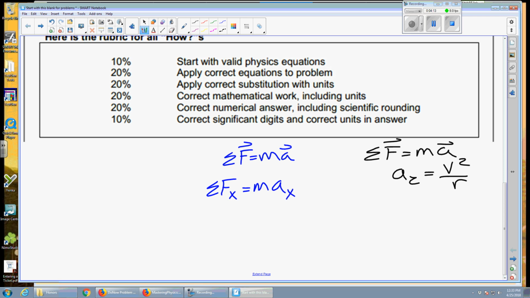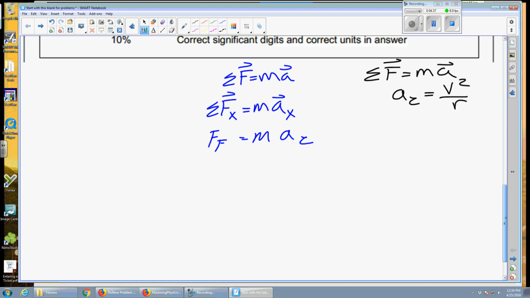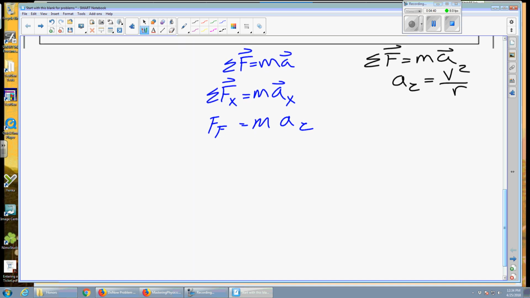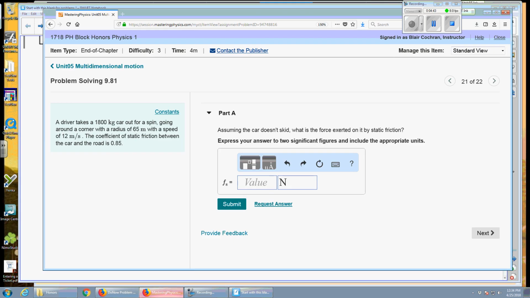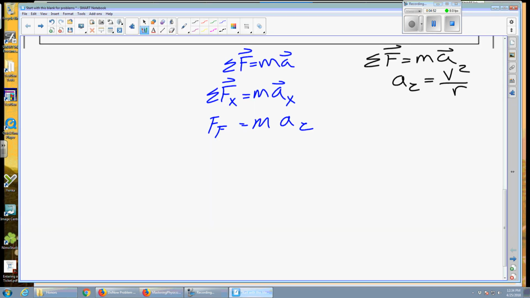Are you guys okay if I call to the left positive? In my diagram, to the left is positive. Okay. So my only force is my frictional force, and that equals m times my positive acceleration, which happens to be towards the center of the circle. And let's see, they want to know that. Do they tell me the mass? Yes. Do they tell me the radius? Yes. Do they tell me the speed? Yes. And they just want to know the frictional force.